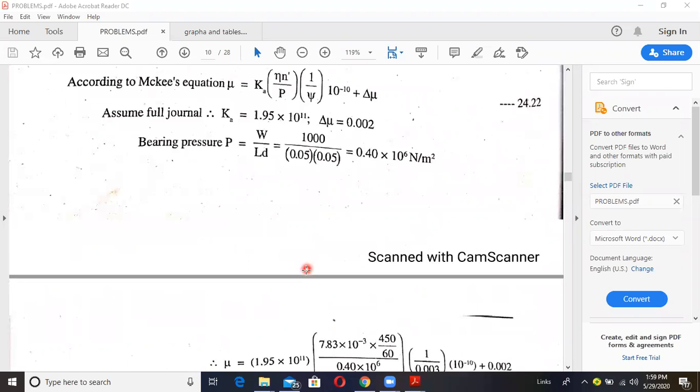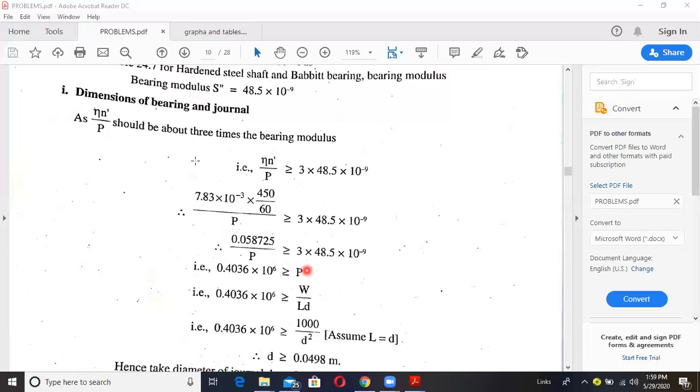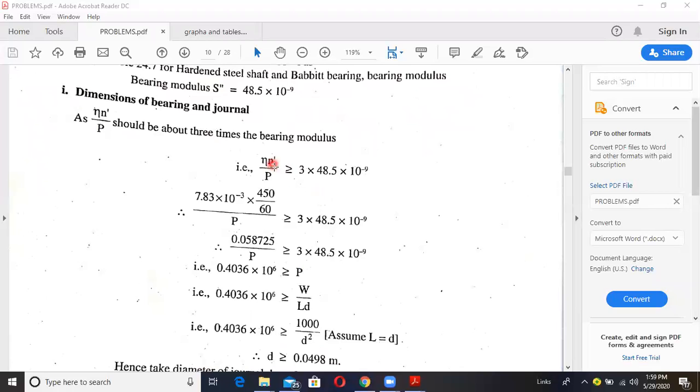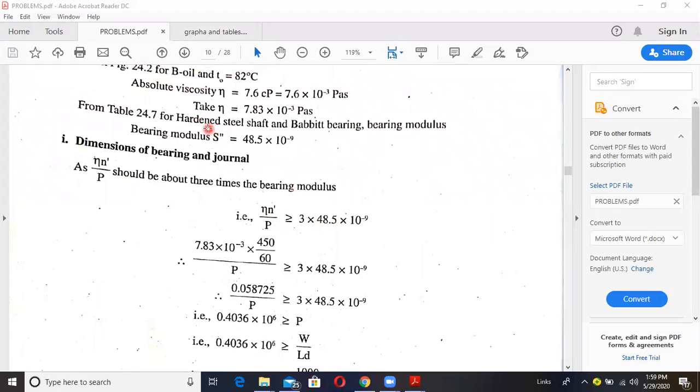As you calculated there, we are going to take the dimensions of the bearing and the journal: eta N dash by p should be about 3 times the bearing modulus. Eta N dash by p is greater than or equal to 3 into bearing modulus. Since the journal and the bearing are made of the same material, we will get the bearing modulus as 48.5 into 10 to the power of -9.